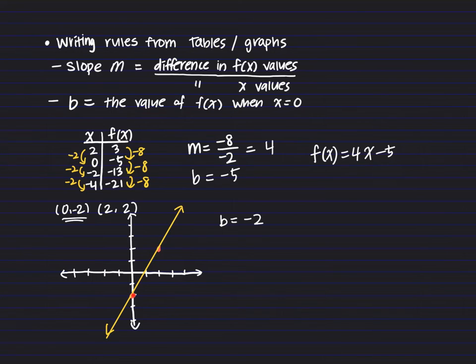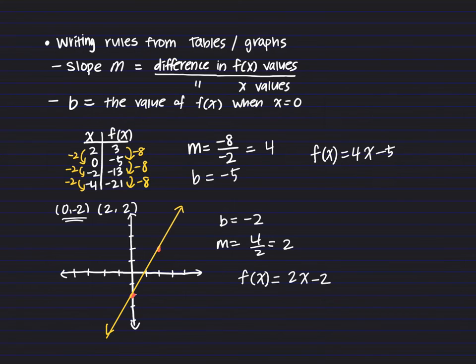So I start from here, and then I'm going to, let's say I just go all the way to 2, 2. So I go up 1, 2, 3, 4, and then go 1, 2 to the right. So 4 over 2 for a slope, and that can be simplified into just positive 2. So my function f of x is going to be then 2x minus 2. So really, this is all you have to do to find out the rules.